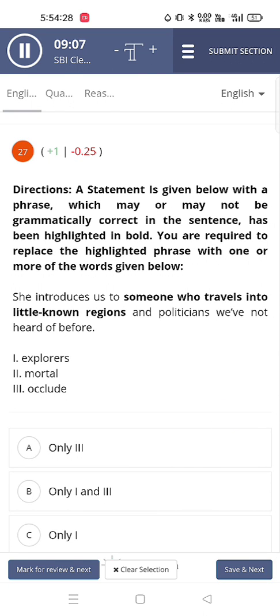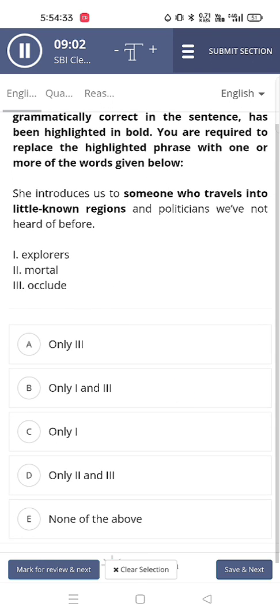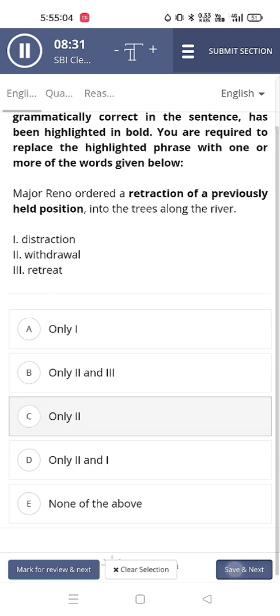Then what is this? You are required to replace the highlighted phrase with one or more of the word. Okay. She introduces us to someone who travels into little known regions. So explorer, right? And after that, mortal means who has to die one day. Okay, man is mortal. Then occlude, I do not know the meaning of occlude. I will mark explorer. I will mark only one.